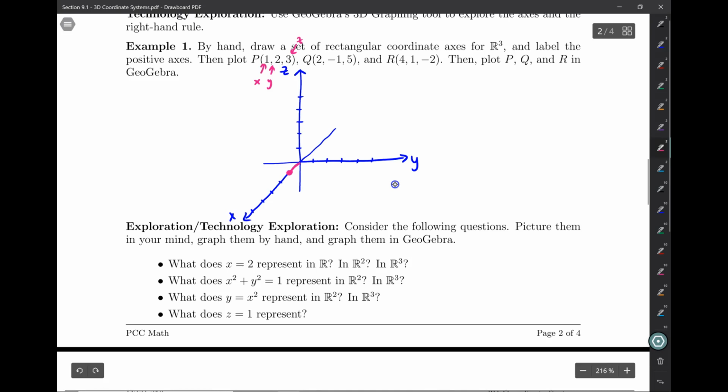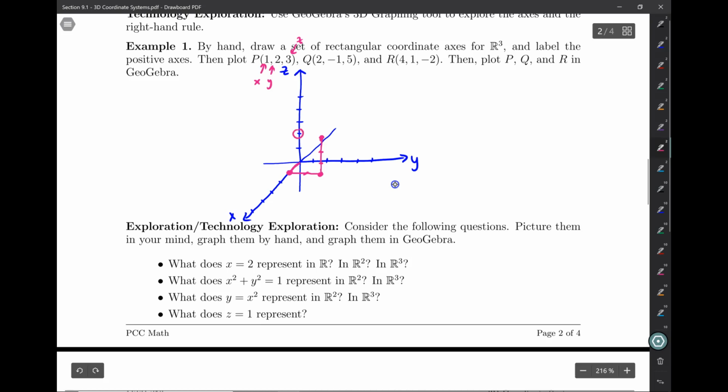We've gone 1 unit in the x direction. Now we need to go 2 units in the positive y direction to get to here. I'm still not done, right? I've done the x and the y coordinate. Now we're going to do the z coordinate. The z coordinate is up. I'm going to go up 1, 2, 3 units right here.